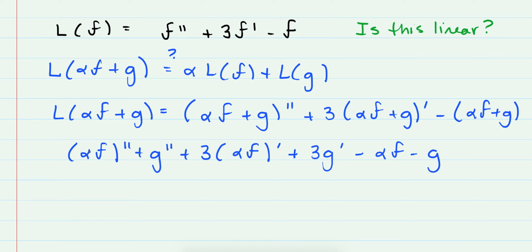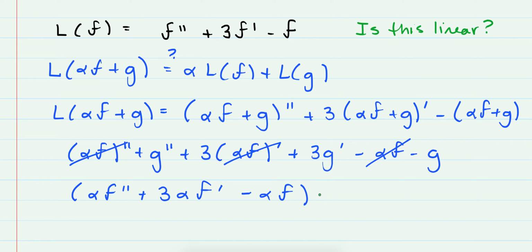We also know that we can take a scalar outside of this derivative, so we can take that alpha out. I'm also going to group all the things with F together, and then group all the things with G together. So I have alpha F double prime, plus 3 alpha F prime, and then a minus alpha F, and then plus G double prime, 3G prime, and a minus G.